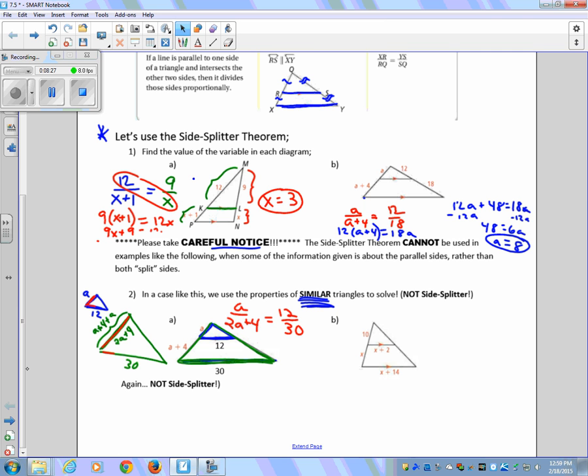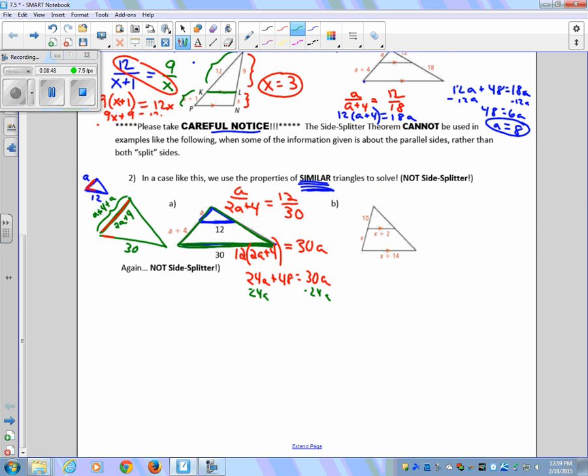When you cross multiply, you get 30A equals 12 times (2A plus 4). We distribute: 24A plus 48 equals 30A. Subtract 24A from both sides. You're going to get 48 equals 6A, and A equals 8.